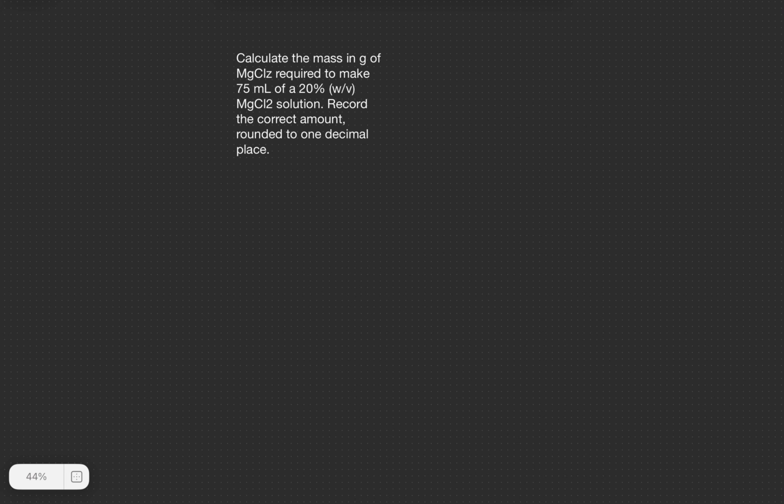All right, so let's kind of walk through this. Imagine you're in a lab and you need to prepare a specific amount of magnesium chloride solution. The recipe tells you the concentration needs to be 20% weight over volume, and the total amount needs to be 75 milliliters. So, how much powder of magnesium chloride do you need to weigh out? And that's kind of what we need to figure out.